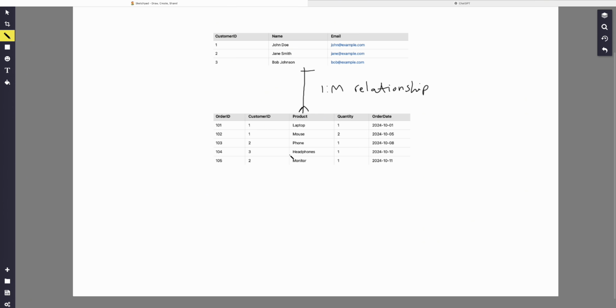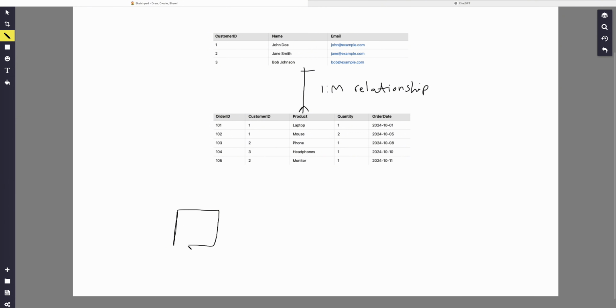So as we can see here, the relationship that we've denoted is a one-to-many. So we're saying that each order that's in the order table belongs to one customer only, and each customer can make many orders. Okay, so just imagine like this.